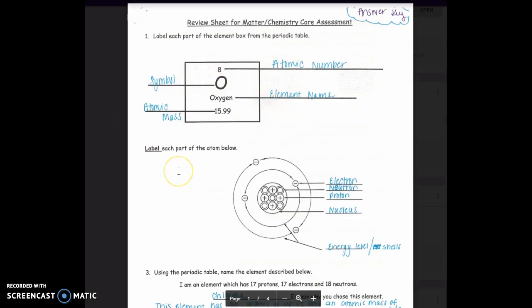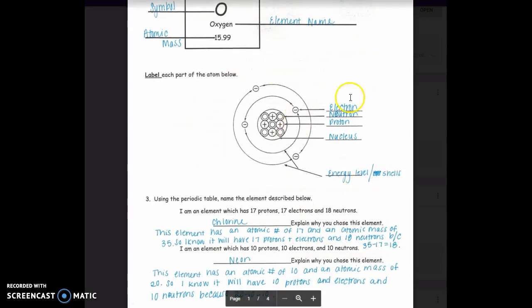Okay. Label each part of the atom below. So this is an atom. Okay, looks like a bunch of circles to me, but it's an atom. So you have here what are called electrons, neutrons, and protons. So the electrons have the negative signs. See them? Neutrons have no signs. See them? And the protons have the positive. So electrons are the minus signs, neutrons are the no signs, and the protons are the positives.